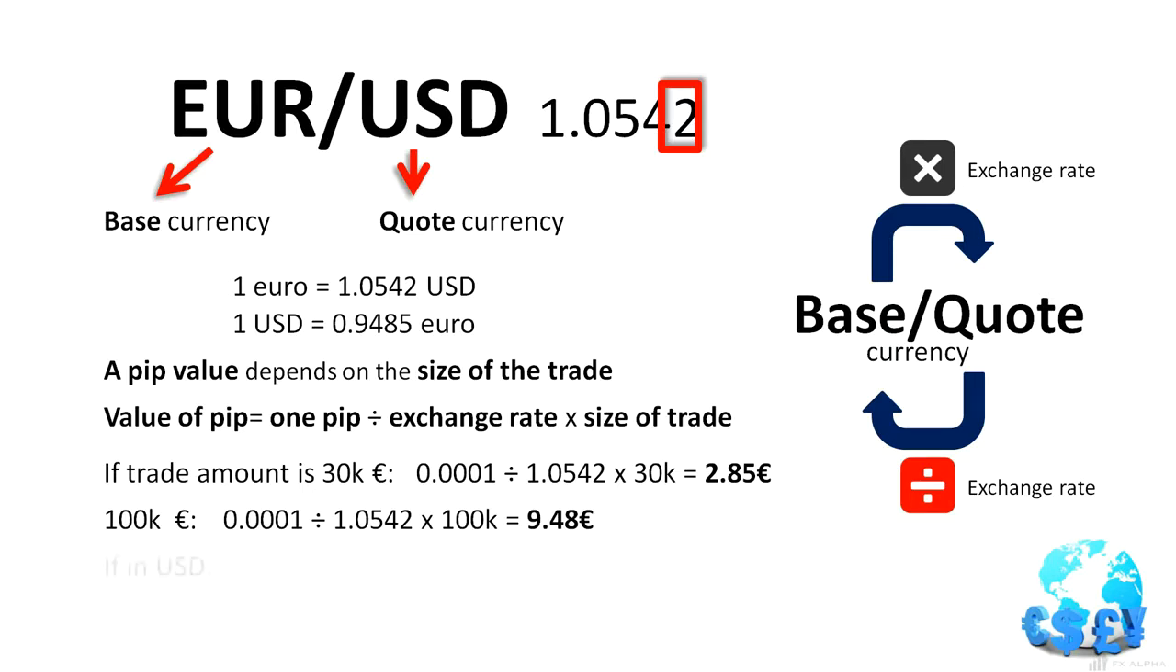What if our account is denominated in US dollar instead of euro? What can we do? It's easy, we just have to convert the euro to dollar. By looking at the exchange rate, we have to convert the base currency to quote currency. So multiplying 9.48 by 1.0542, the answer is $10.